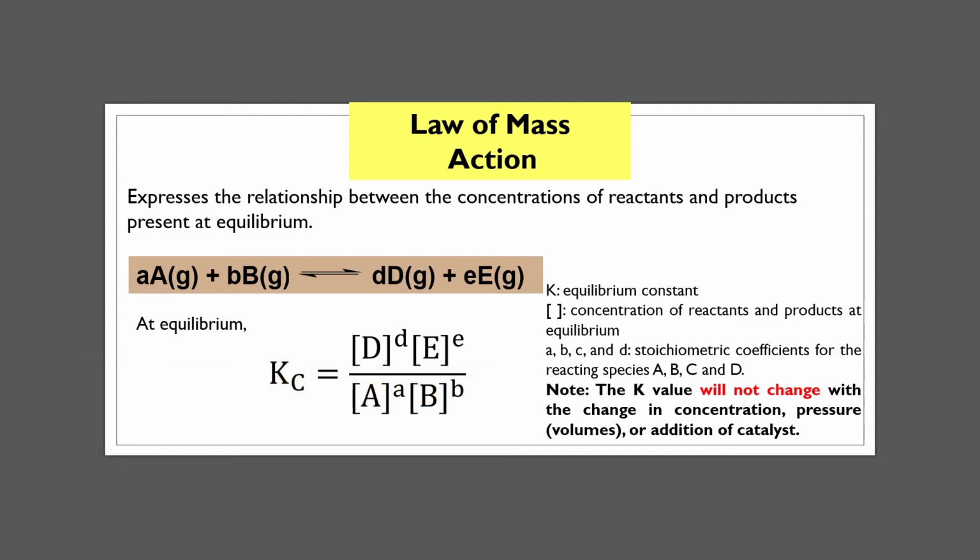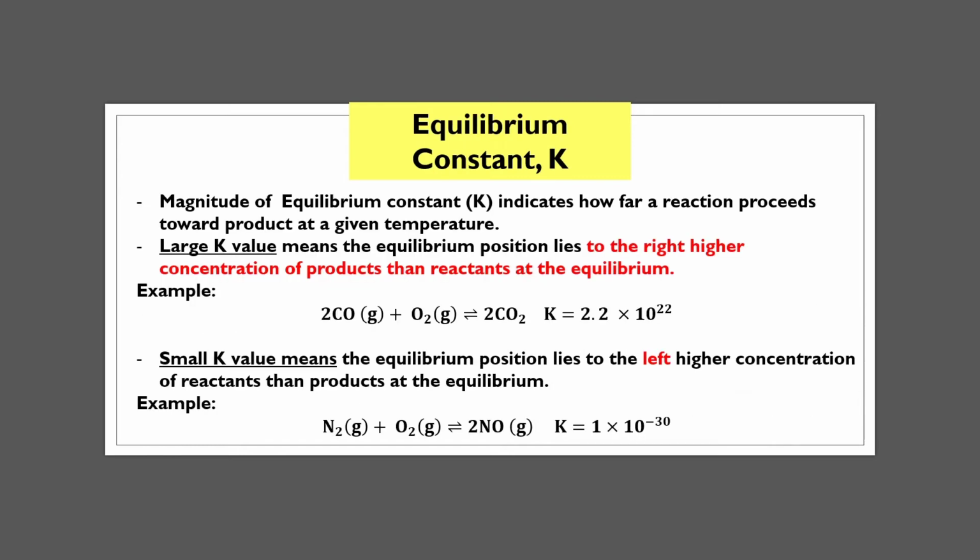K value does not change with the change in concentration, pressure, or with the presence of a catalyst. What is equilibrium constant K? Basically, equilibrium constant K tells us how far a reaction proceeds towards product at a given temperature.